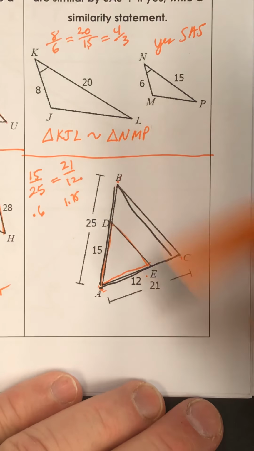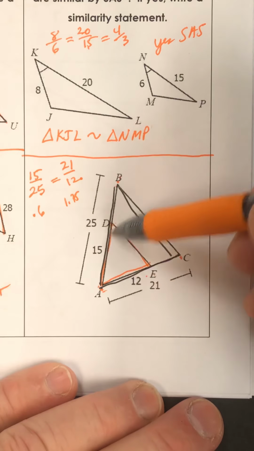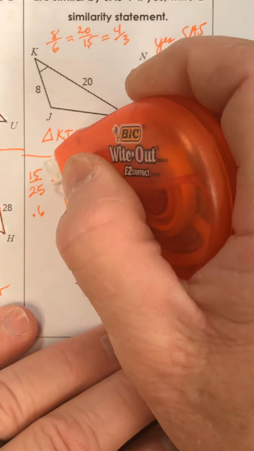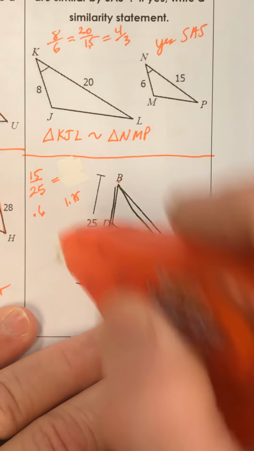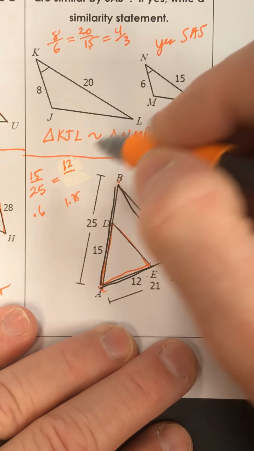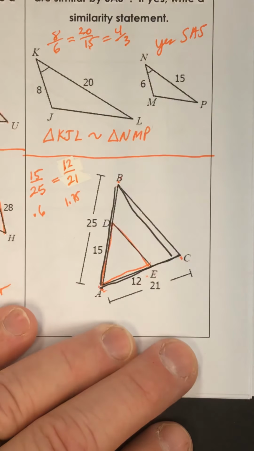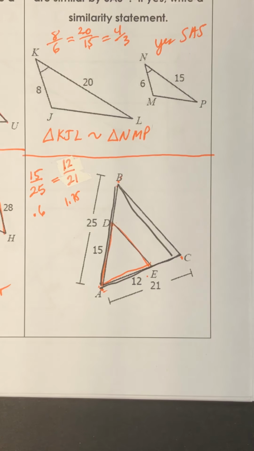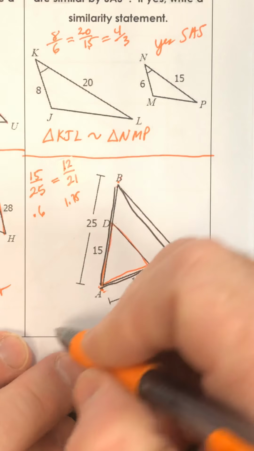Or did I write those backwards? Oh. I went 15 over 25. I've got to do that backwards. Back it up. I've got to make this 12 over 21. Okay. So what's 12 divided by 21? 0.5, yeah. So 25 times 12 and 15 times 21. Yeah, those are still different, so not similar.